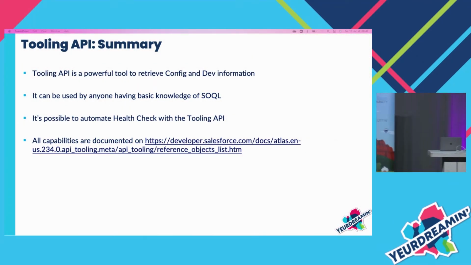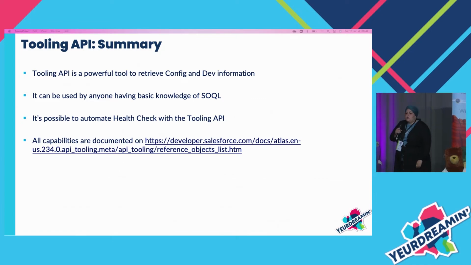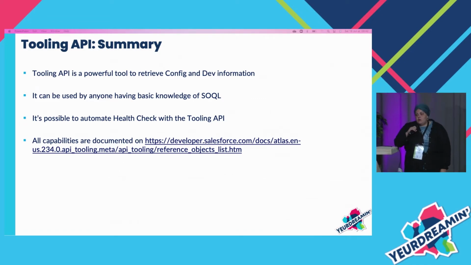Okay, so we really think that the Tooling API is a great tool to perform configuration and development review. I've run it for a while now, and I automated many queries to do that. So basically, I'm really using it. It's not only that I chose to make a presentation because you're dreaming; it can be used by everyone.